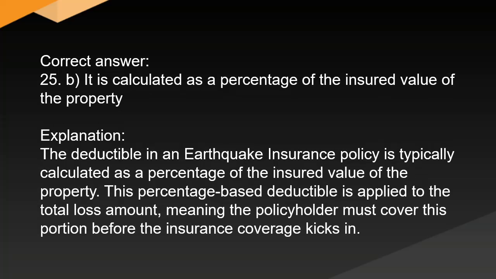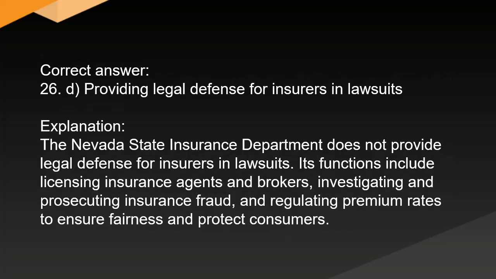Correct answer: B. It is calculated as a percentage of the insured value of the property. Explanation: The deductible in an earthquake insurance policy is typically calculated as a percentage of the insured value of the property. This percentage-based deductible is applied to the total loss amount, meaning the policyholder must cover this portion before the insurance coverage kicks in.